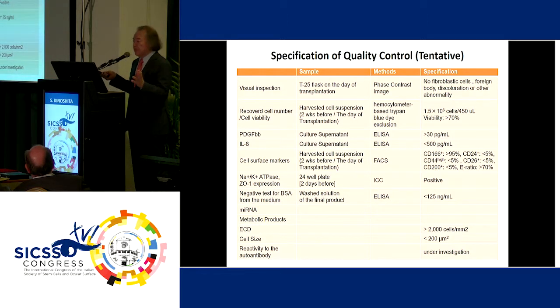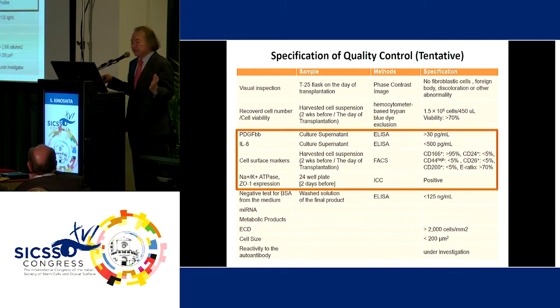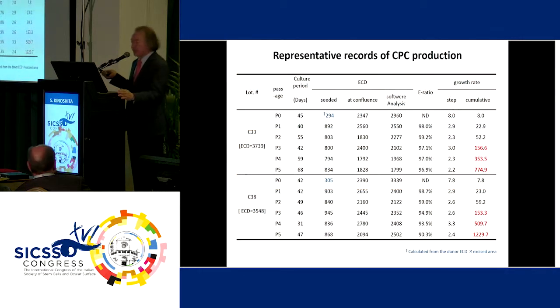So we made a specification of quality control. There are many items, and among them, these are the key. For instance, in the final culture supernatant, when we measure cytokines, we measured many, but PDGF-BB has to be up and IL-8 has to be low, and the cell surface marker sodium potassium ATPase has to be positive, and ZO-1 expression has to be positive. And these are the cells we are injecting into the anterior chamber.